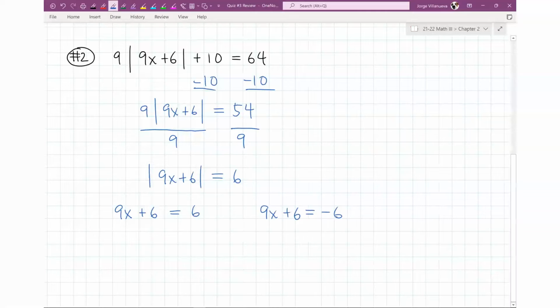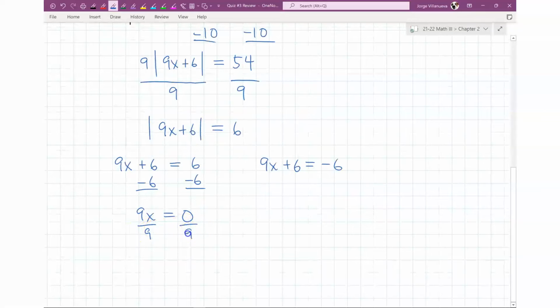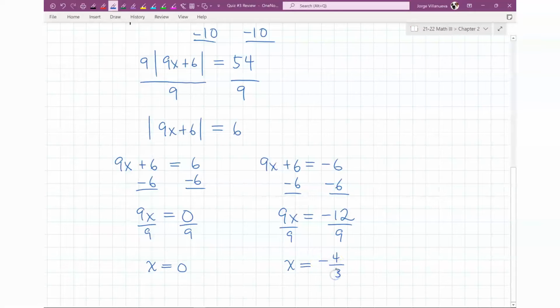So on the left side, let's subtract 6 on both sides. You get 9x equals 0. And if you divide by 9, you get 0. So let me divide by 9. So x equals 0. So that's one answer. Let's do the other side. We're going to subtract by 6 on both sides. So we get 9x is equal to negative 12. And now you're going to divide by 9 on both sides. So x is equal to negative 12 over 9. I can reduce it by 3. So this will be a negative 4 thirds.